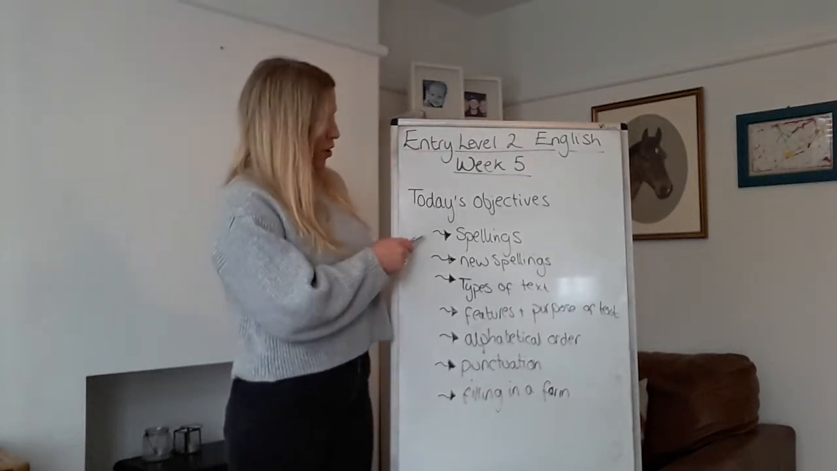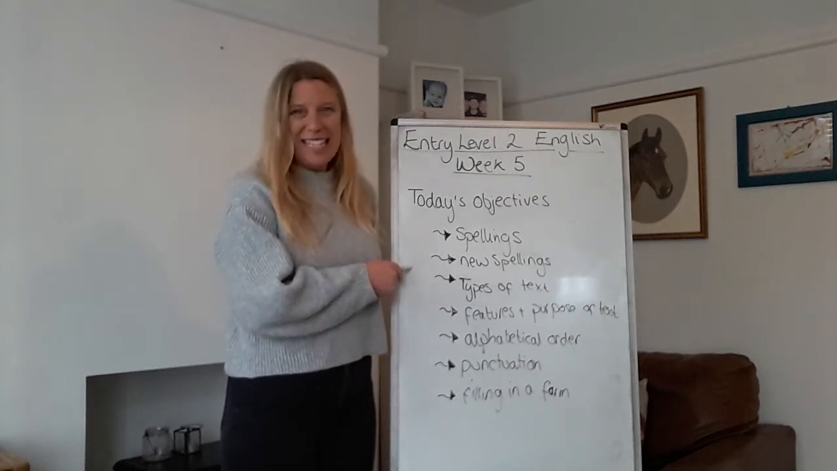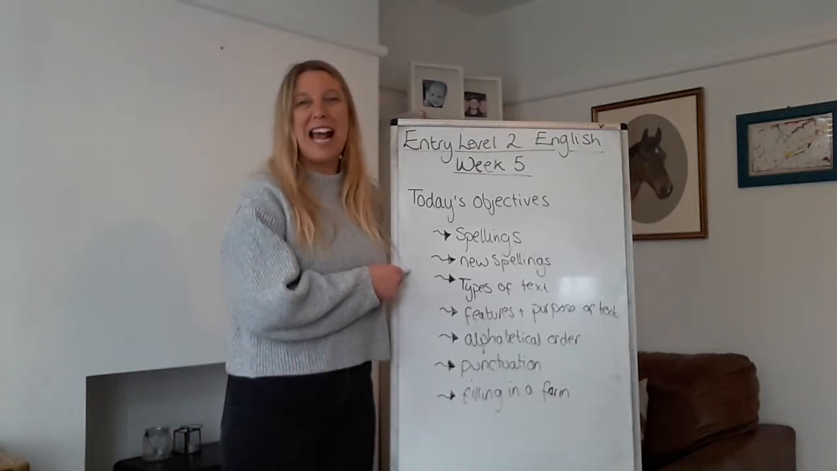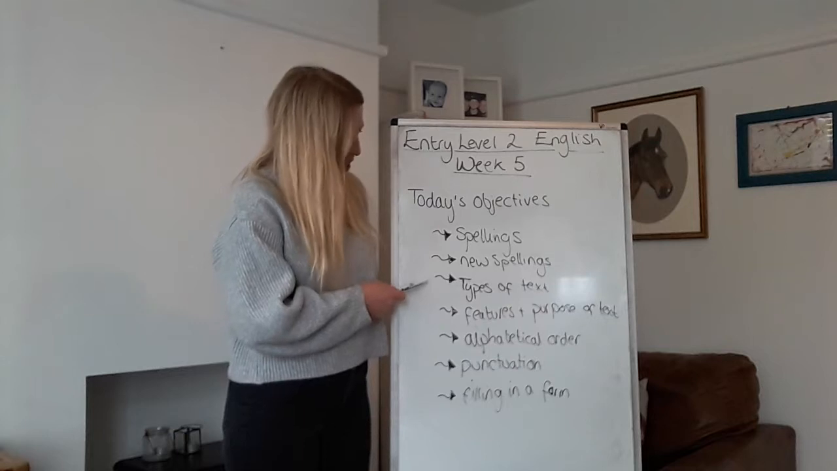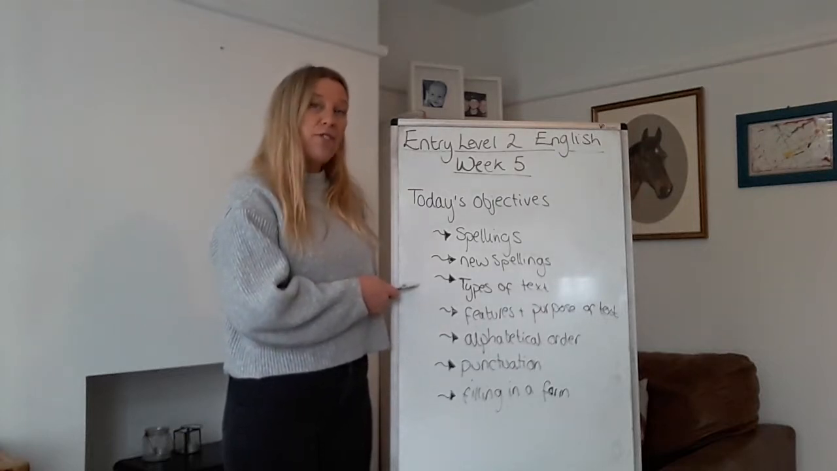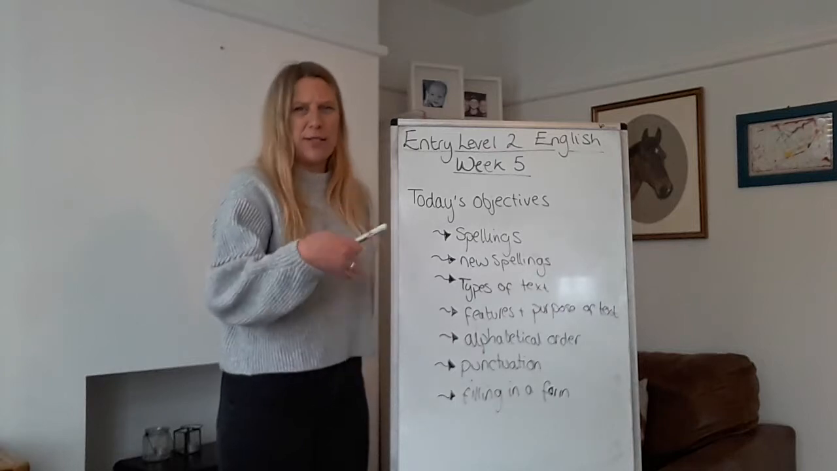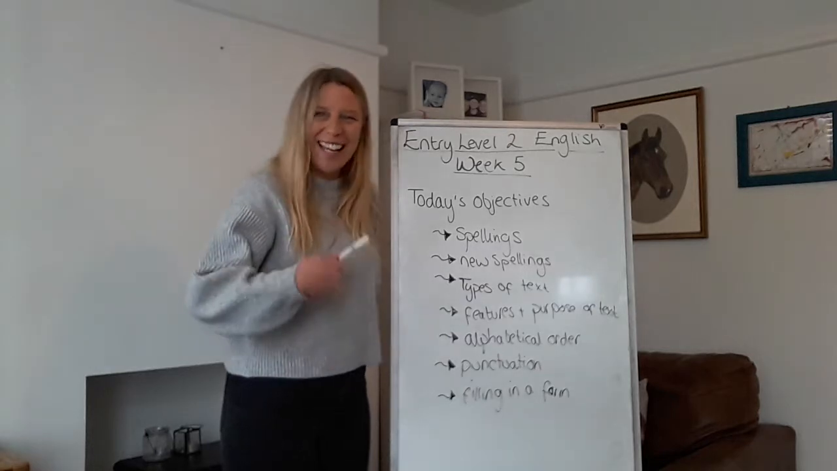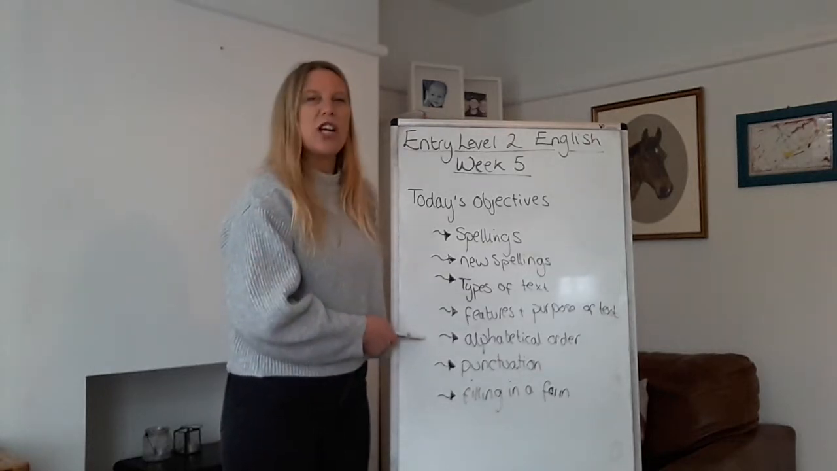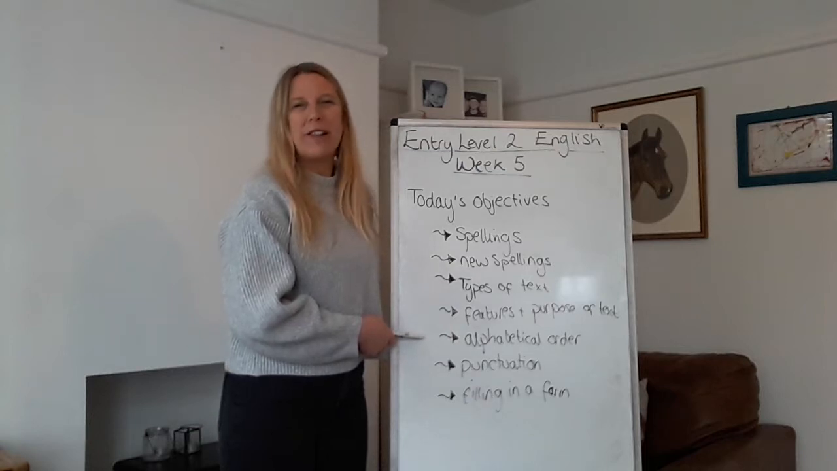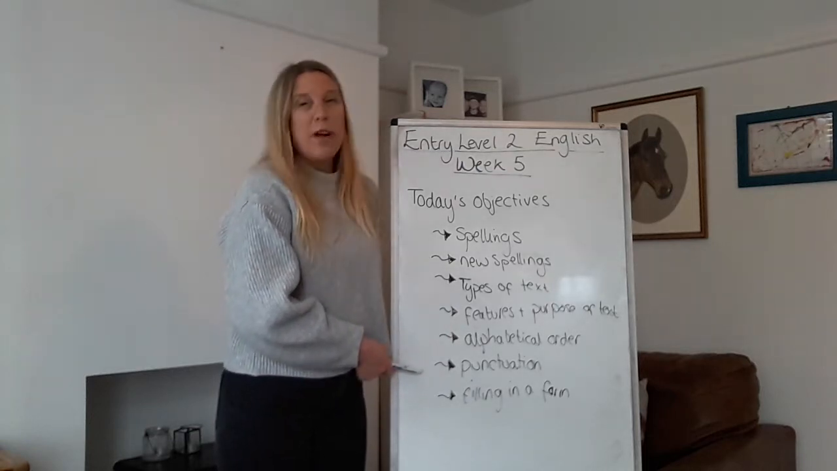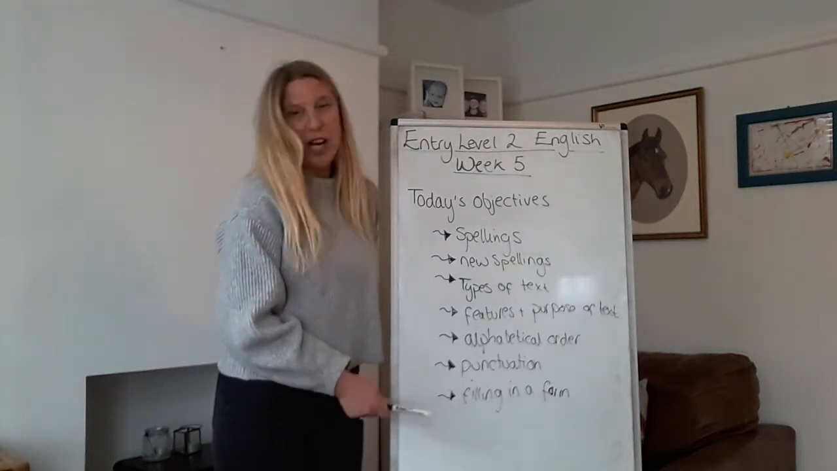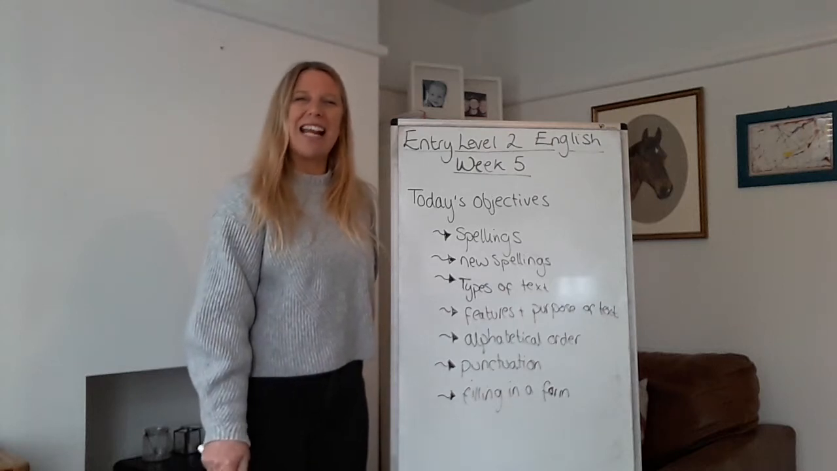Today's objectives: we've got our spelling test. Actually, they're not new spellings. Your next spelling test is going to be a collection of old spellings, but anyway, I'll tell you about that. We are going to look today at different types of text. I'll explain as we go on. We're also going to look at features and purpose of text. Again, I will explain as we go on. We're also going to check over alphabetical order, putting things in order of the alphabet. We're going to look at some punctuation, making sure we're using correct punctuation, and then we're going to look at how we fill in a form correctly, filling in forms.